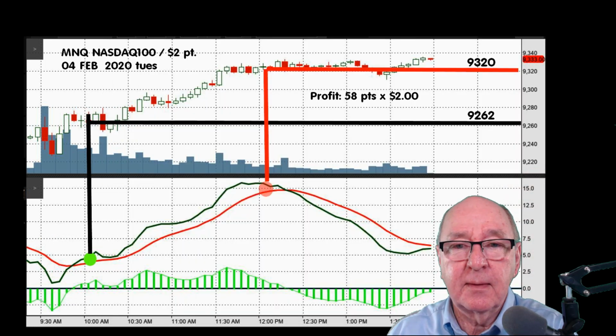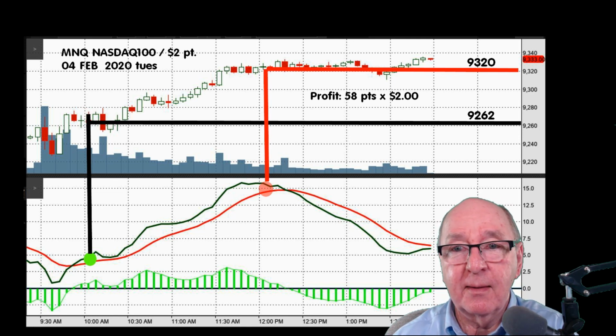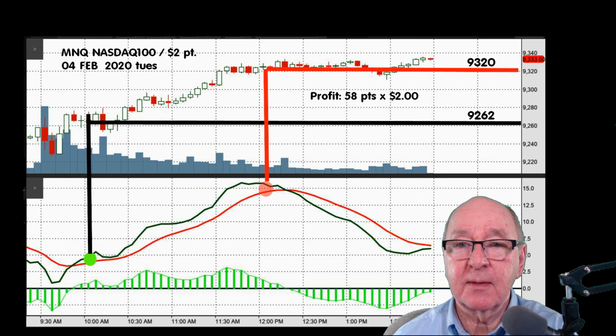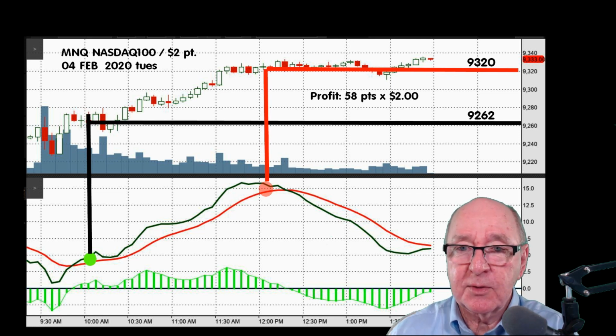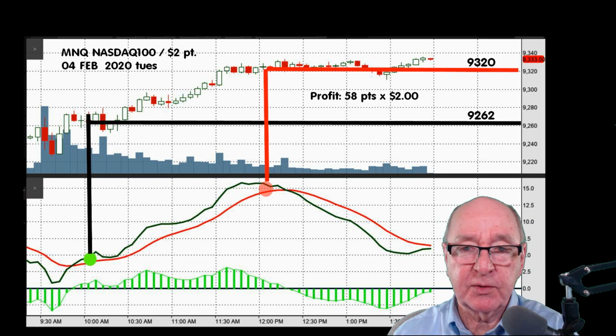Now, kind of taking the pants off of this trade so you can see what's happening here. And you see it's a beautiful trade. It's going to make 58 points. That's $116, which is great. But let's go back to our difficulty here at the very first part of the trade.